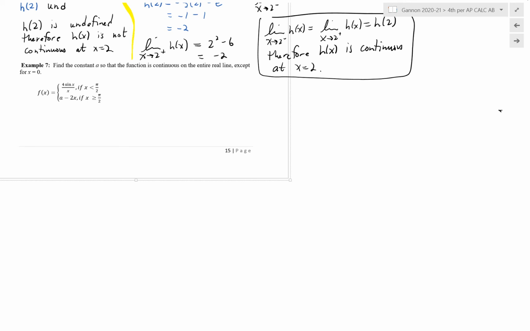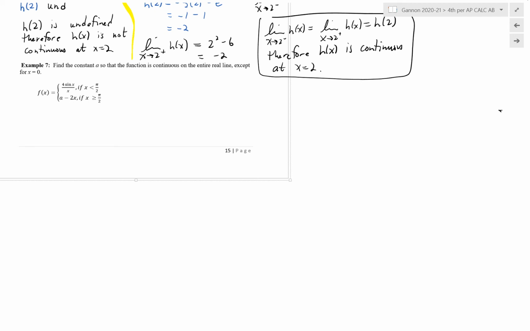So when you look at the piecewise function, we have f of x is equal to 4 sine of x over x if x is less than pi over 2, and a minus 2x if x is greater than or equal to pi over 2. So, except for 0, the only other place that this function could be discontinuous would be where you change from one function to the other, which is pi over 2. So we want these two functions to be equal to each other at pi over 2.